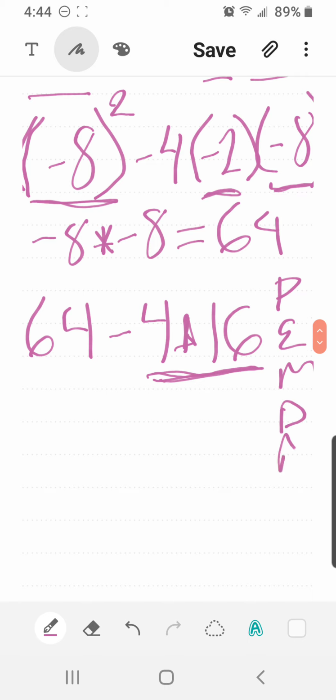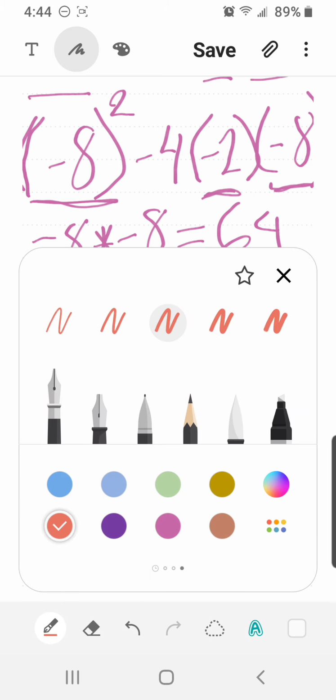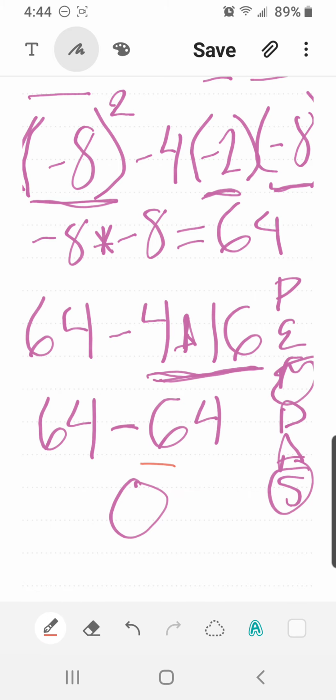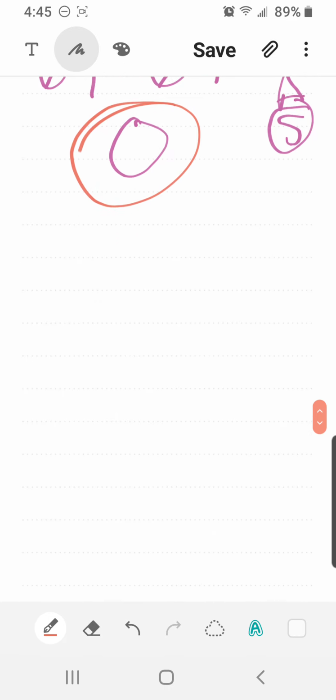See, this is why it's better to be in class, because y'all can ask questions. Okay, so multiplication comes before subtraction, so we're going to multiply first. 4 times 16, well, that's 64 too. So now we have 64 minus 64, and that just gives us 0. So our discriminant is 0. All right, but what does that mean? That's the next part.